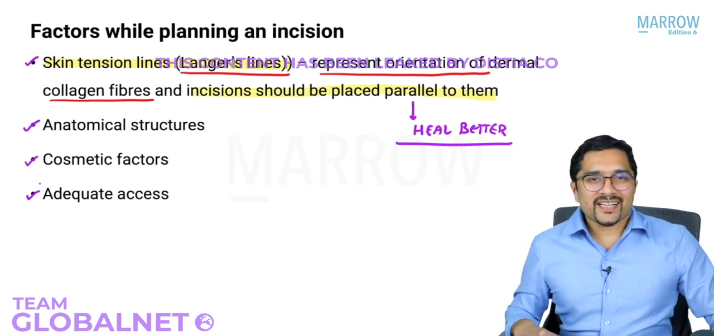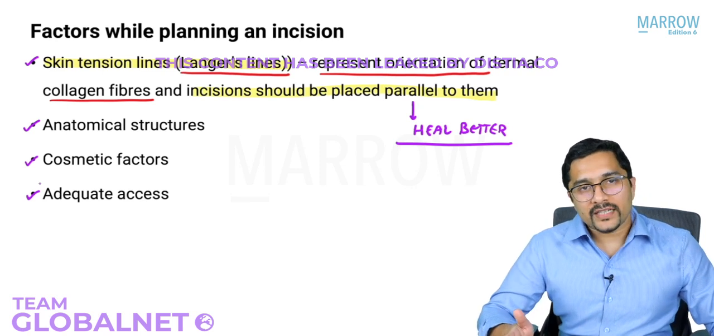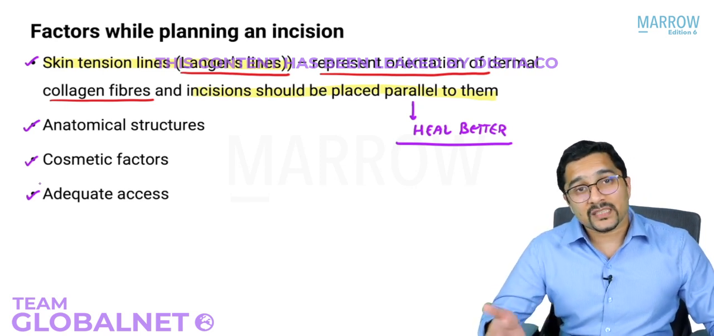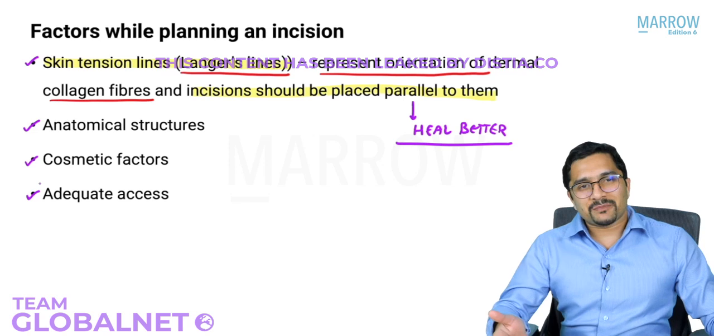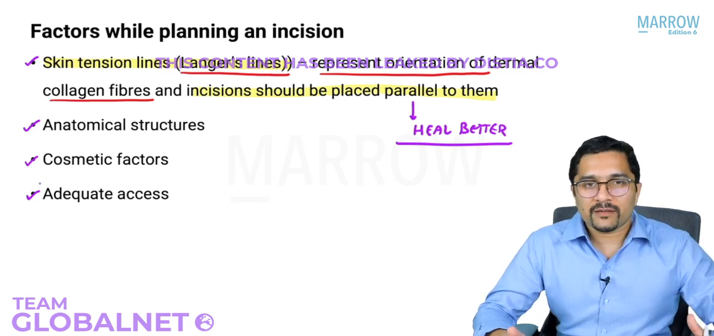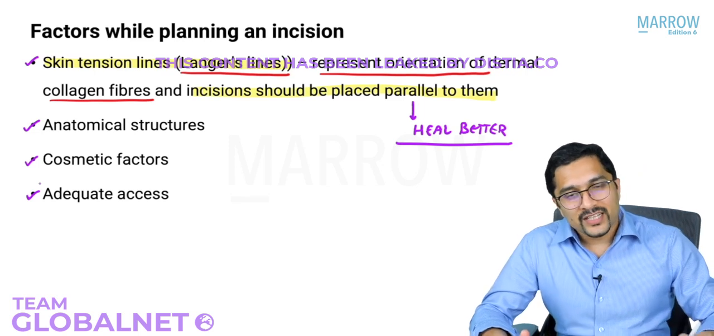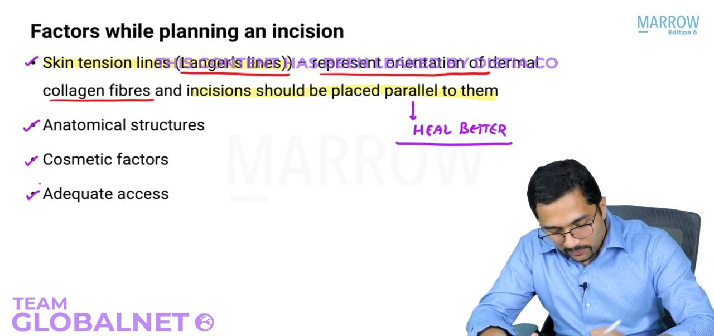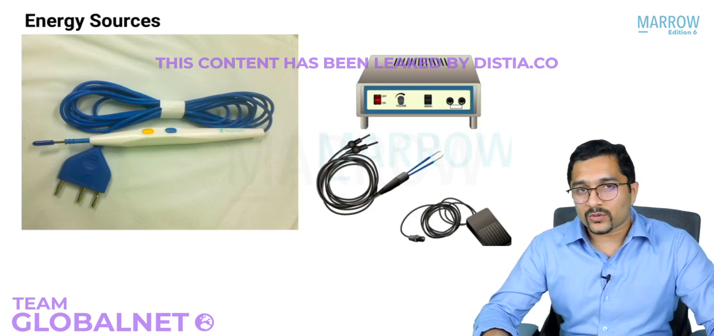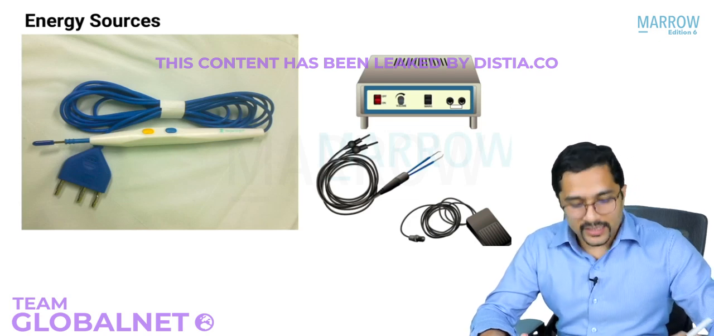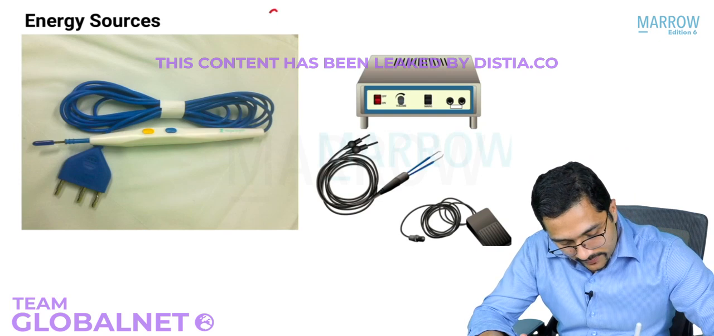Now, once we make an incision, invariably in the videos which I've shown you, you've seen that there is bleeding. So once there is bleeding, we have to control that bleeding, and that is where comes the role of energy sources. So that's the next topic which we are going to talk about. We will talk about energy sources, and the most commonly used energy source is cautery.